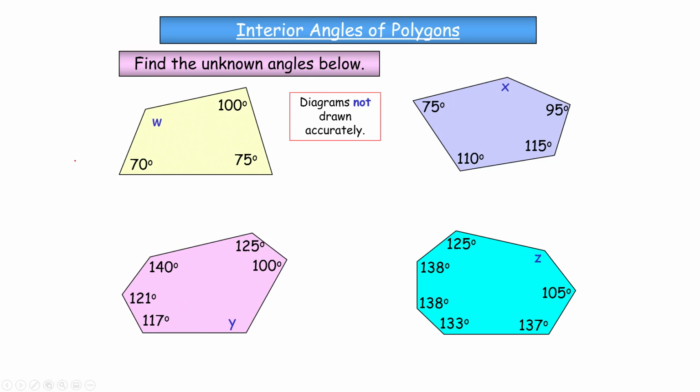If I can write that down here, I've got 100 plus 75 plus 70, giving us a total of 5, 4, carry 1, 245 degrees. And then you subtract that from 360 to give us W. So borrow from the 6, so 10 take away 5. Sorry, borrow from the 6 and it goes down to 5. 5 take away 4 is 1. It's 115 degrees. So W equals 115 degrees.